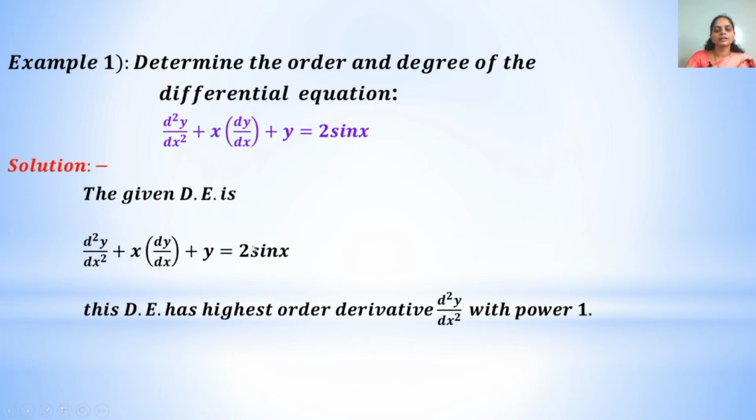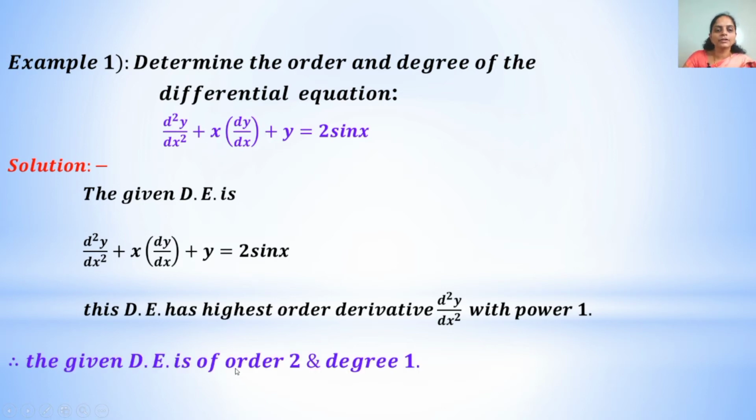Now we find the degree of the differential equation. The highest derivative is d²y/dx² and power of this highest derivative is 1. So, degree of the differential equation is 1. Therefore, the order of the given differential equation is 2 and degree is 1.